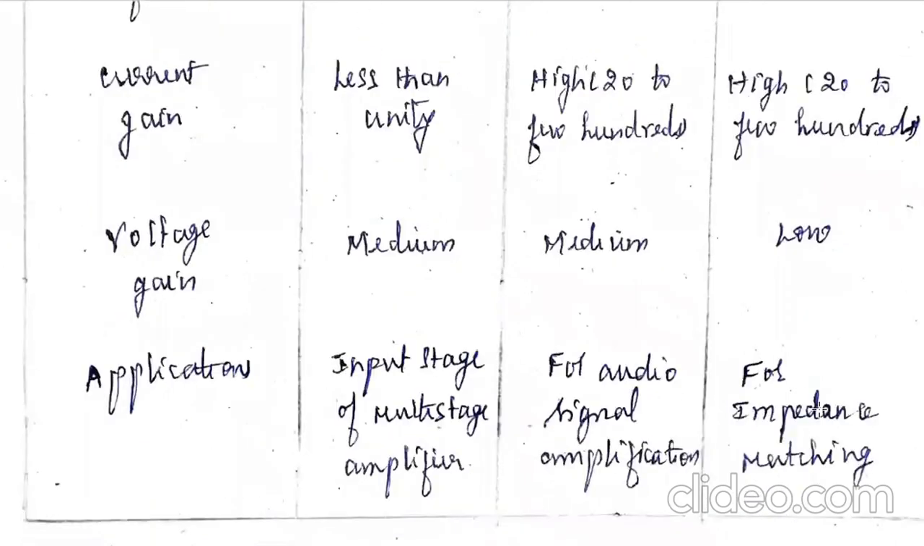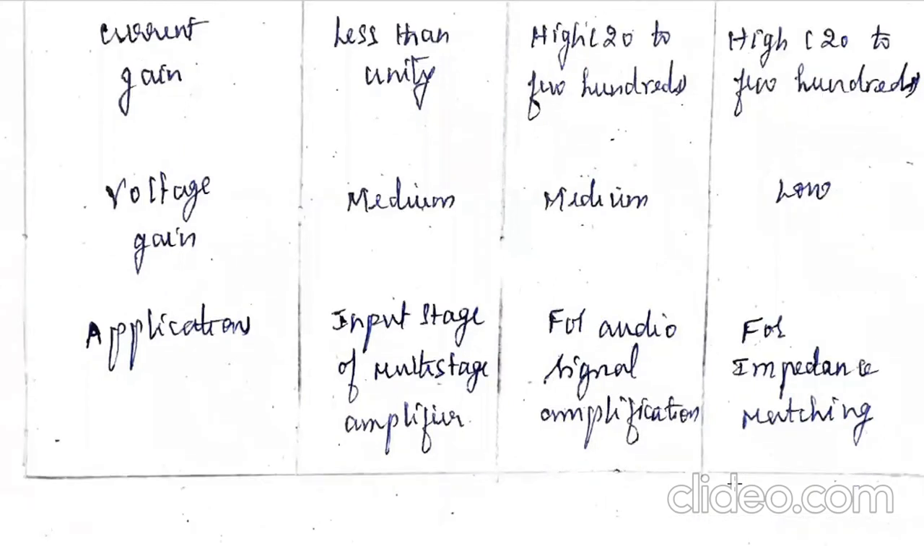Next we'll see the applications in which all three configurations can be used. The common base can be used as the input stage of a multi-stage amplifier application, the common emitter is used for audio signal amplification, and the common collector can be used for impedance matching. Okay, the next question is: amongst the three types of configuration, which is the most commonly used in amplifier circuits?